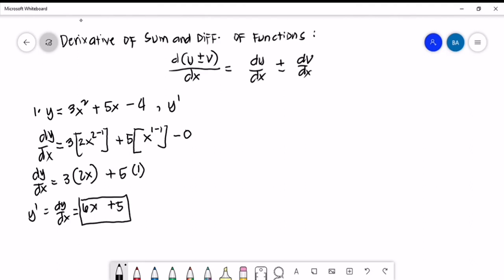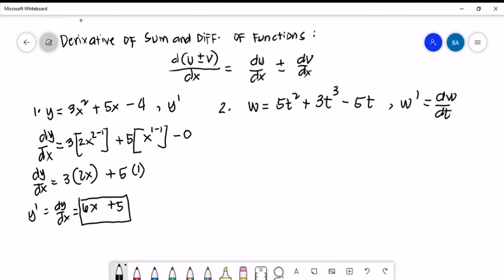Next, example number 2. Let's say we have w equals 5t squared plus 3t raised to 3 minus 5t. At this point, we are going to find the w prime, or the derivative of w with respect to t. Again, we have 3 terms.